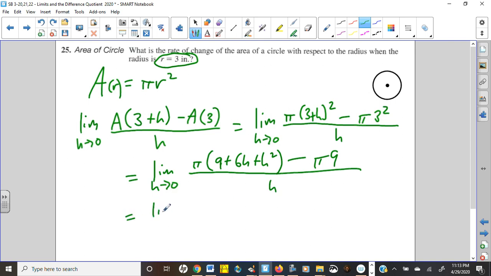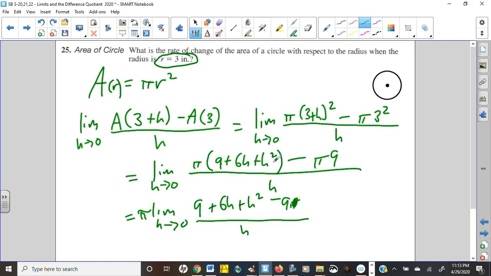And I tell you what I'm going to do here. You could distribute this pi, and you would get a 9 pi and a negative 9 pi, and they would cancel, and things would work out the same. But if you have common constants, it's going to save you so much time if you just pull those constants out front. Okay, I just pull that out. Now, technically, it's the limit as h goes to 0 of pi, but we know that the limit of a constant is itself. So now all I have to worry about in here are just these pieces.